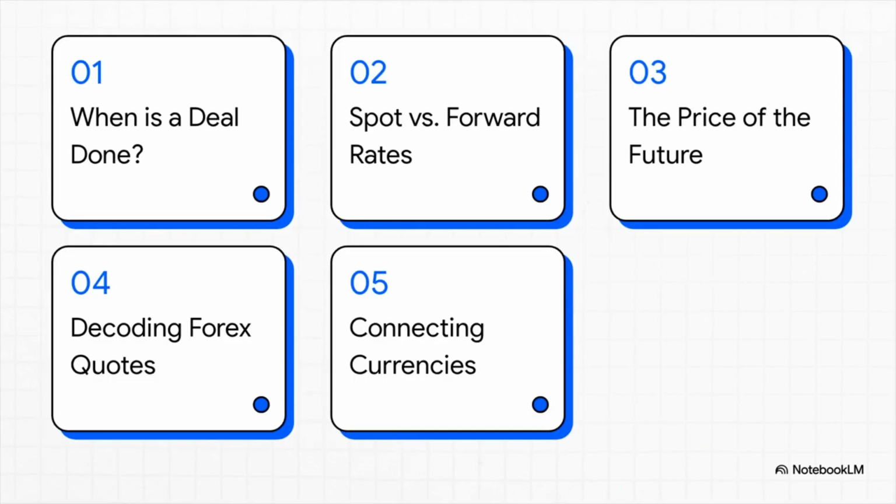So, here's our game plan. First, we'll figure out when a deal is really done. Then we'll look at the two main prices in the market, spot and forward rates. After that, we're going to uncover why future prices are different, learn how to read a Forex quote, and finally, see how it all connects into one massive global web.